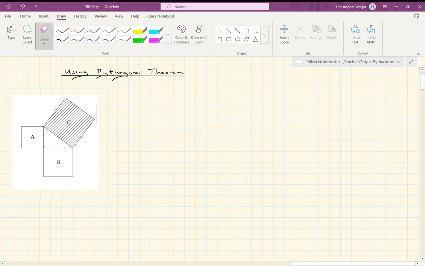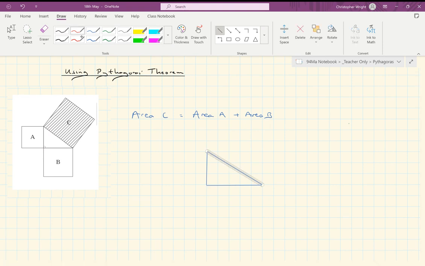Because it's a right angle triangle, in fact, the area of C is the total of the areas of A and B. So if you know the area of A and you know the area of B, you can work out the area of C. That's really useful because if, for example, I were to draw a right angle triangle here, and you knew that this side was 3 and this side is 5, you can work out the length of this side. And this is how you do it.